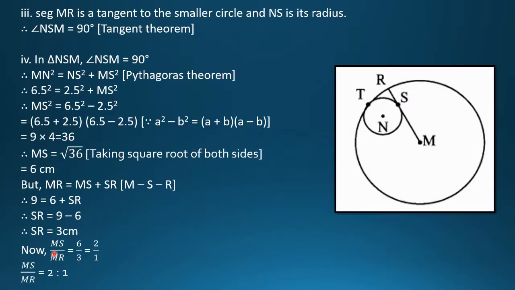We have to find the ratio MS upon SR. MS we got is 6 and SR is 3. So 6 upon 3, if we reduce this, we get 2 upon 1. So the ratio MS upon SR is 2:1.